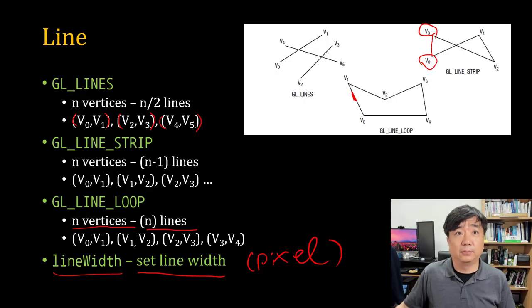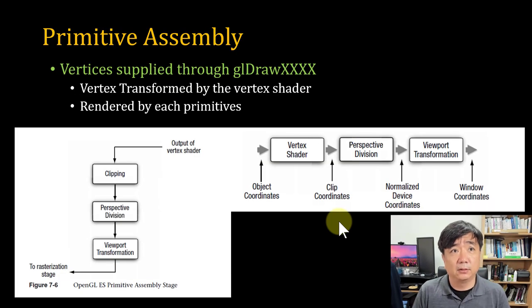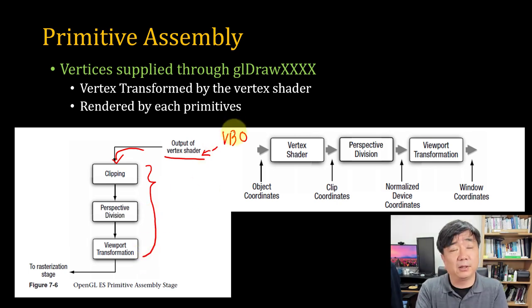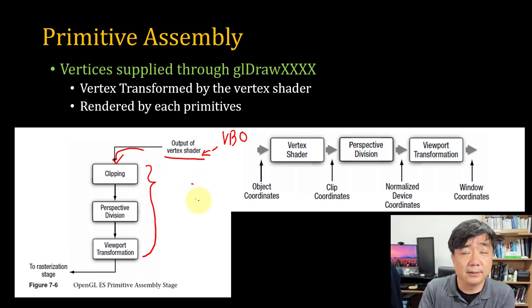Let's learn more about the primitive assembly processor. Okay, we send some vertices to the vertex buffer object, and then it goes to the vertex shader, and then the output of the vertex shader goes to this process. We call this process a component of primitive assembly. The main thing of primitive assembly is making points, lines, and triangle patches. But after that, there is a process related to clipping, then perspective division, and then viewport transformation.